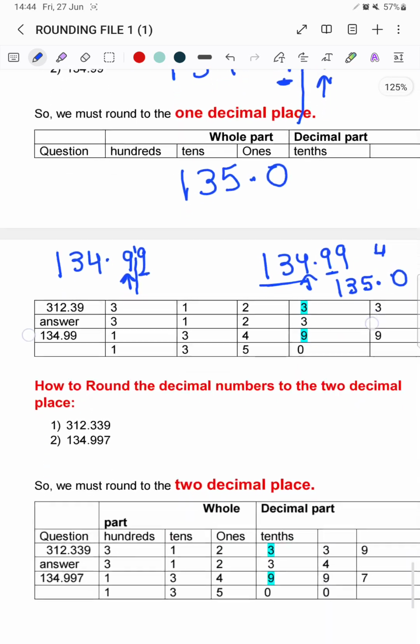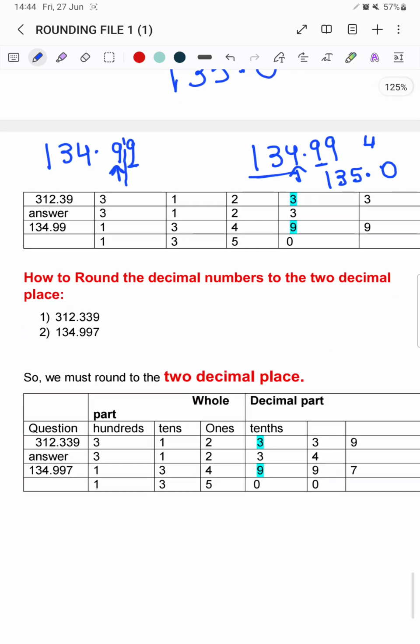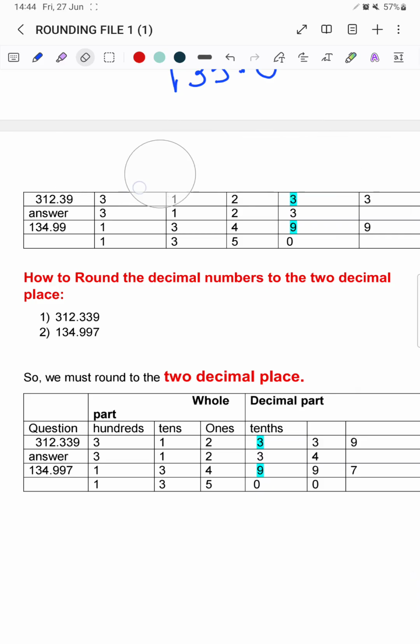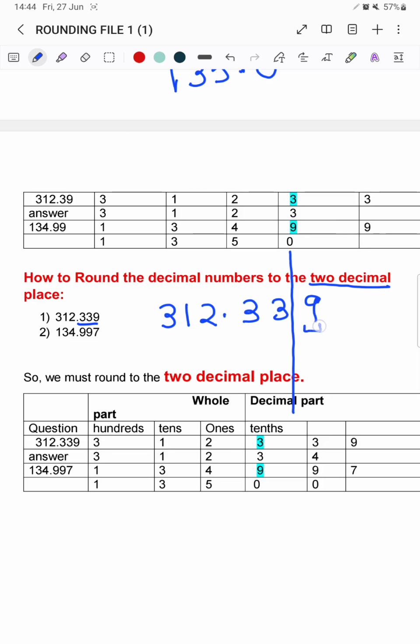Okay. Next question is 312.339. So now we have 312.339. We will do these questions directly. I have to answer to 2 decimal places, so that means my answer should be like this. I have to look at the immediate next digit. If it is 5 or more than 5, we raise the digit up to which we have to answer. So if it is 9, raise this number by 1.